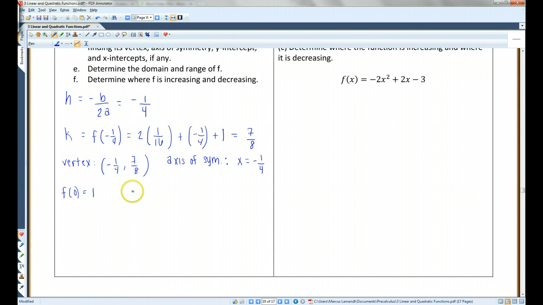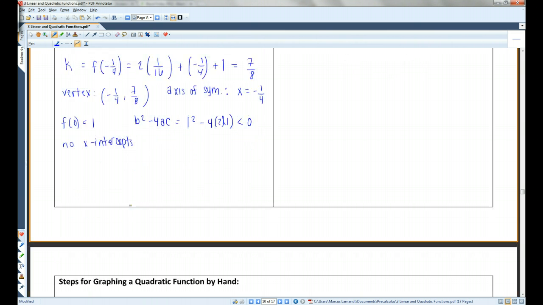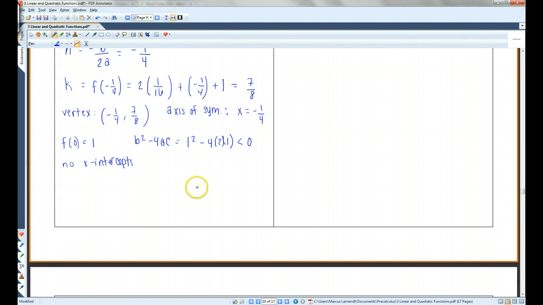And if you look at the discriminant, it is b squared minus 4ac. You get 1 squared minus 4 times 2 times 1, which is less than 0, because 1 minus something bigger is going to be negative. So there are no real solutions, which means no x-intercepts. Alright, let's graph it.